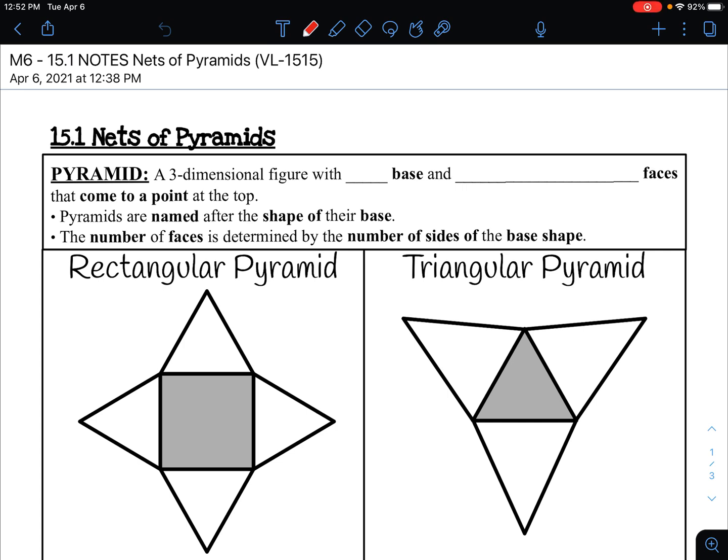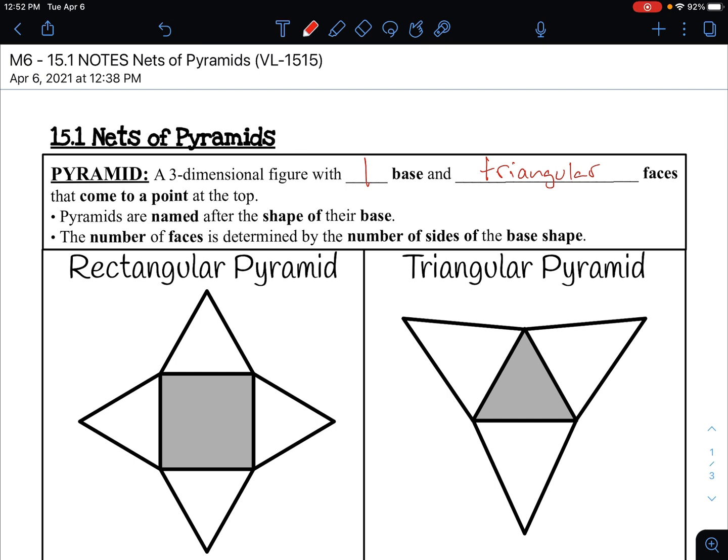In this video, we are going to learn how to find the surface area of pyramids. Let's begin. So, a pyramid is a three-dimensional figure with one base and triangular faces that come to a point at the top.